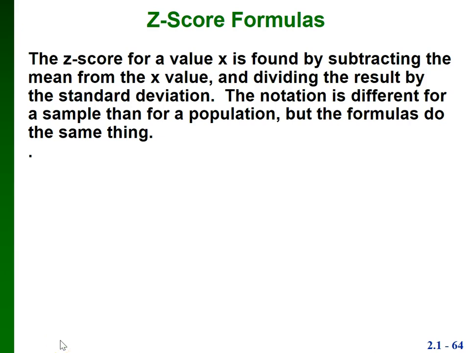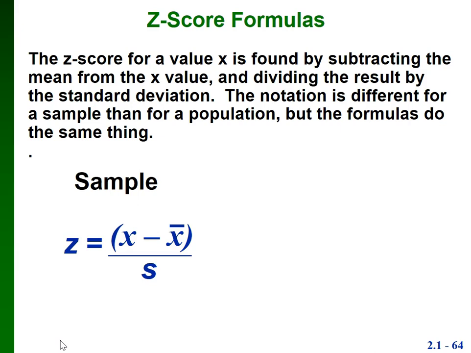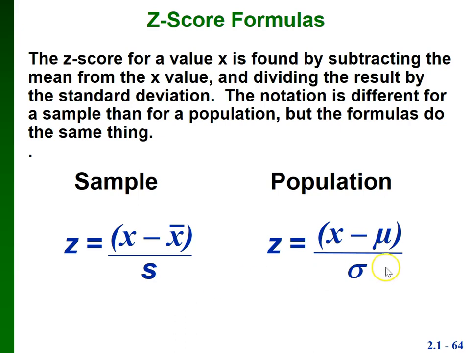To find a z-score, we subtract the mean from the x value and then divide the result by the standard deviation. The notation is different for a sample than for a population. For a sample, the notation is that x bar is the mean and s is the standard deviation. For a population, the mean is mu and the standard deviation is sigma. But both of these formulas do the same thing. We take our data value, which is the x, subtract the mean, and then take that result and divide by the standard deviation.